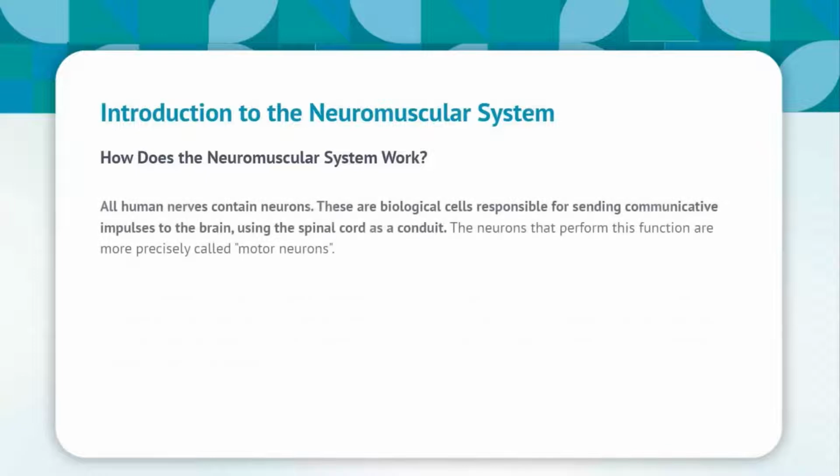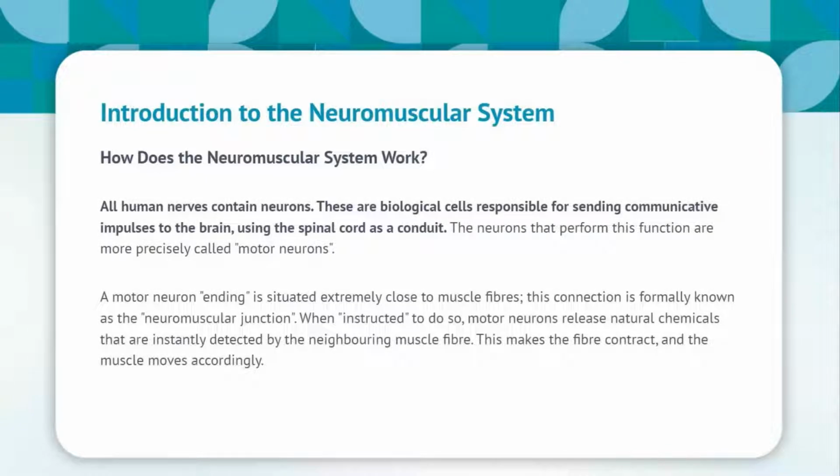How does the neuromuscular system work? All human nerves contain neurons. These are biological cells responsible for sending communicative impulses to the brain, using the spinal cord as a conduit. The neurons that perform this function are more precisely called motor neurons.